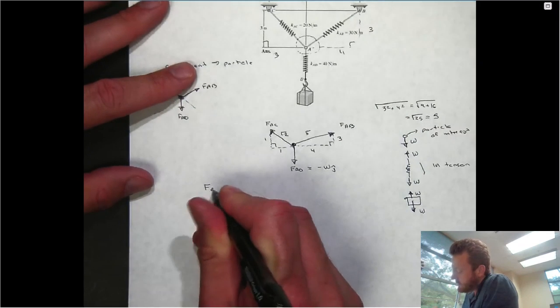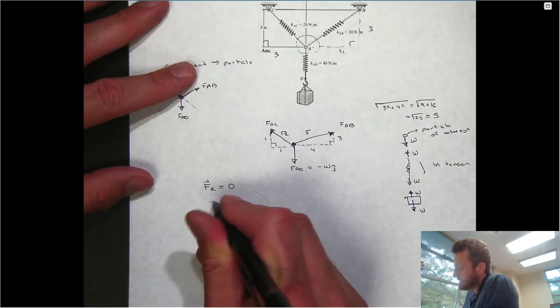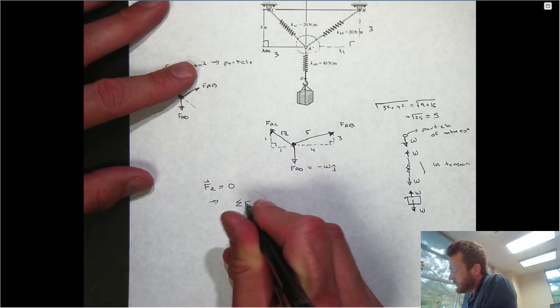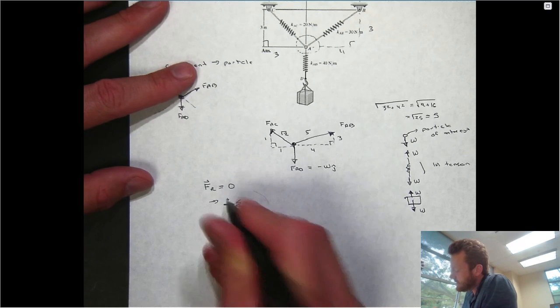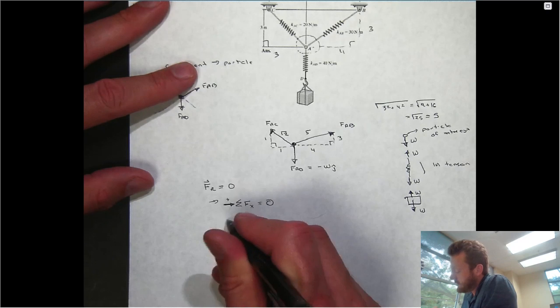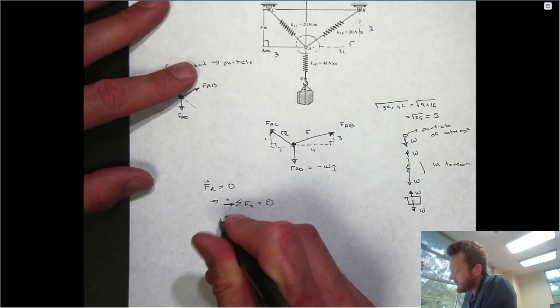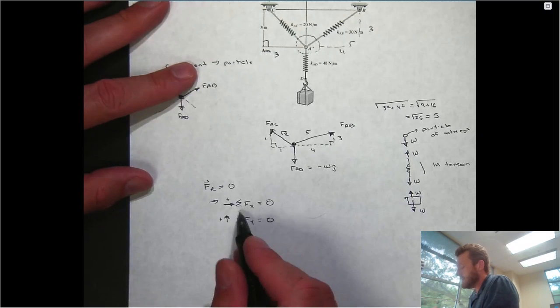Equilibrium says that the resultant force acting upon this particle is 0, and what that means is that the sum of all forces in the horizontal direction with the rightward direction denoted as positive must equal 0, and the sum of all forces in the vertical direction with the upward direction denoted as positive must equal 0 as well. So physically, what would this equation look like?